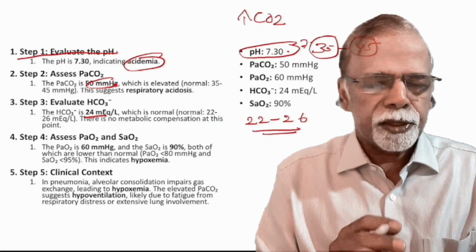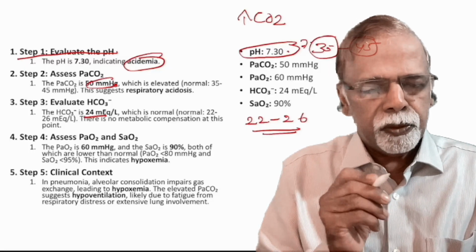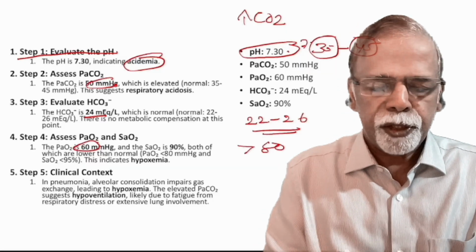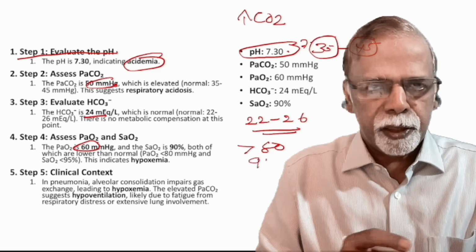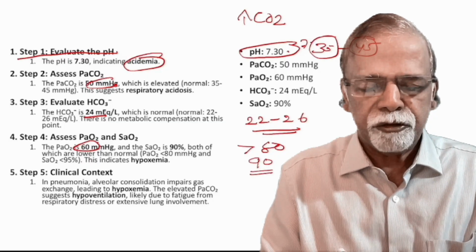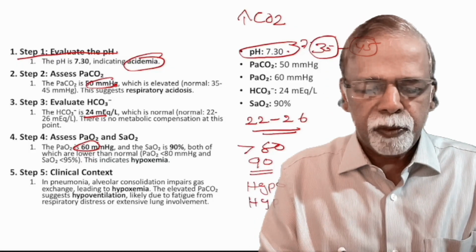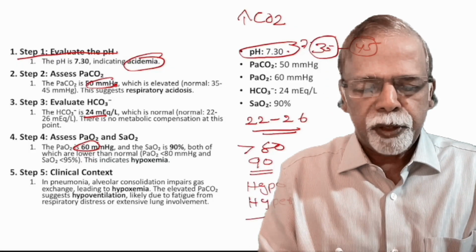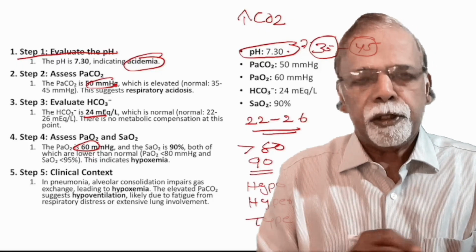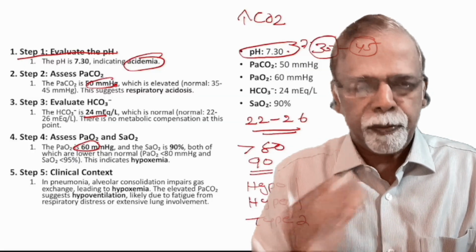Next step, we will be assessing the SpO2 or SaO2 and PaO₂. The PaO₂ here was 60, normally should be more than 80. And the SaO2 and SpO2 was 90, we expect more than 95. So this patient has got a hypoxemia. So the patient has got a hypoxemia plus hypercapnia. So this is what is called the type 2 respiratory failure. So the patient has got a type 2 respiratory failure, hypoxemia plus hypercapnia.